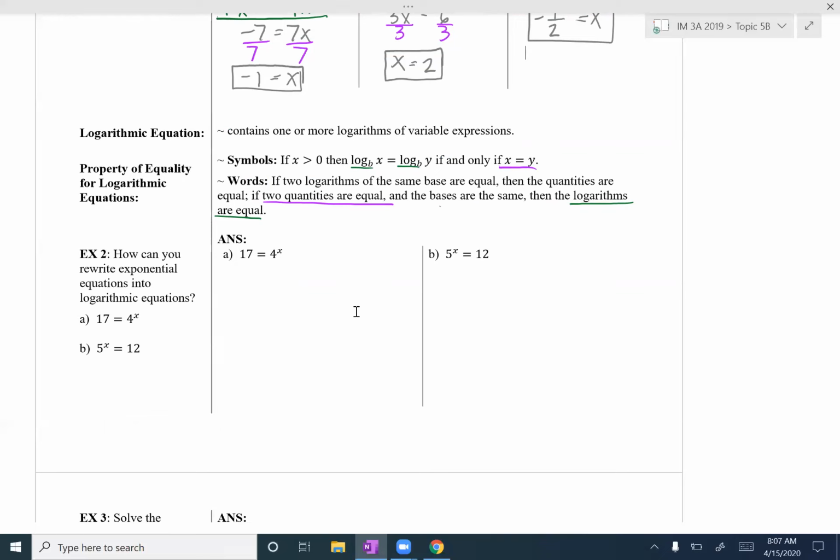So in words, I underline just the part that we're going to be using in this lesson. We will use it in the other direction tomorrow in the day 2 video. If two logarithms of the same base are equal, then the quantities are equal. And what we're going to look at is we have two quantities that are equal, and then we're going to create logarithms that are equal. So what's going to go on is that we want to be able to rewrite this so that we can just have logarithms.